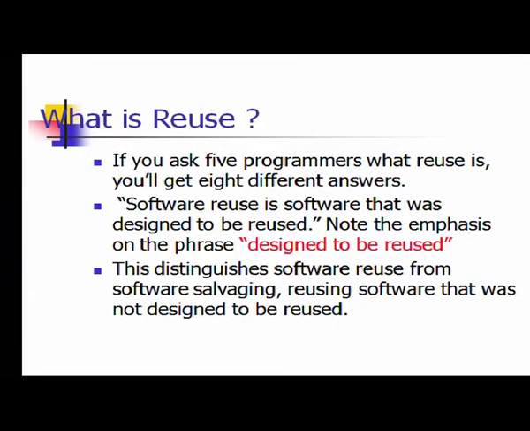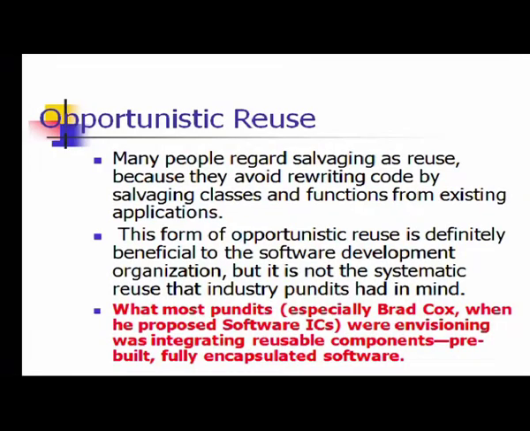The ideas were always there, but what we wanted was a higher grade of reuse, where the return on investment says yes, you do this like that. This distinguishes software reuse from software salvaging: reusing software that was not designed to be reused. Many people regard salvaging as reuse because that is something they do often. Something went wrong. How do we salvage?